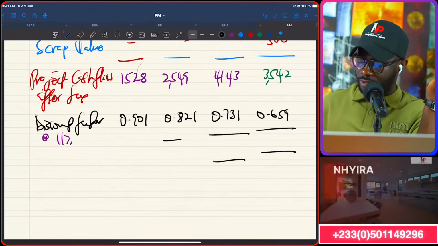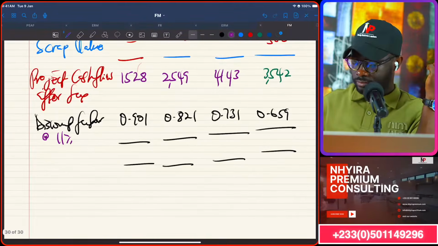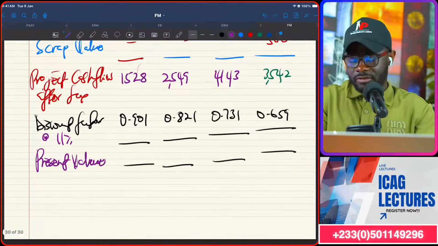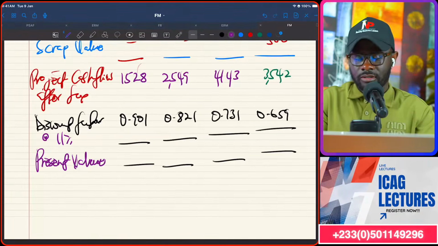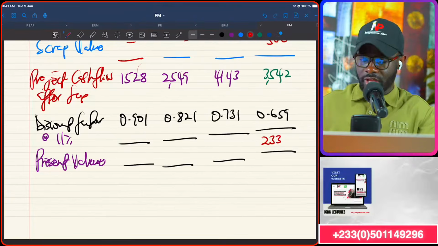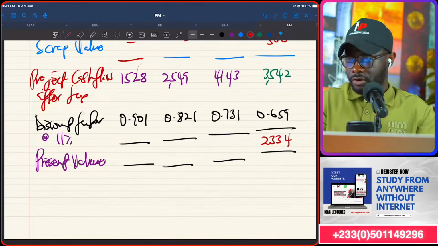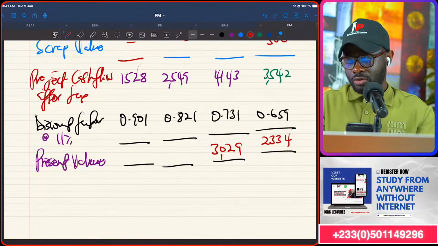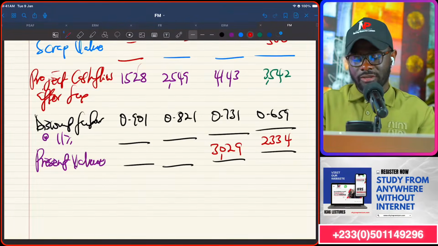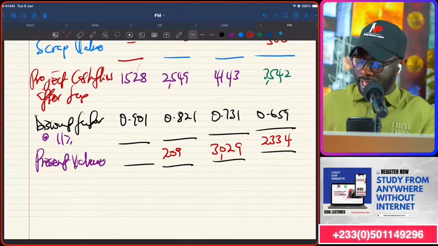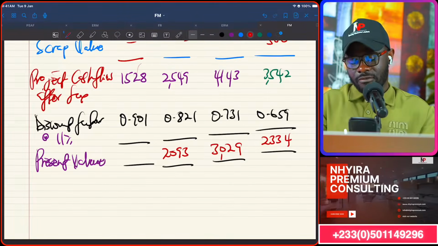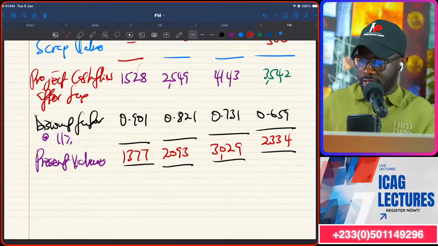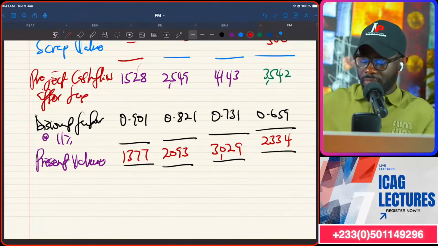So we can now multiply up to get our present value. We multiply up respectively. I have the last one, so 0.659, it gives me 2334. 4143 times 0.731 gives me 3029. 2549 by 0.821 gives me 2093. Then the last one, 1528 times 0.901 gives me 1377. So we add them up to give us the total present value.